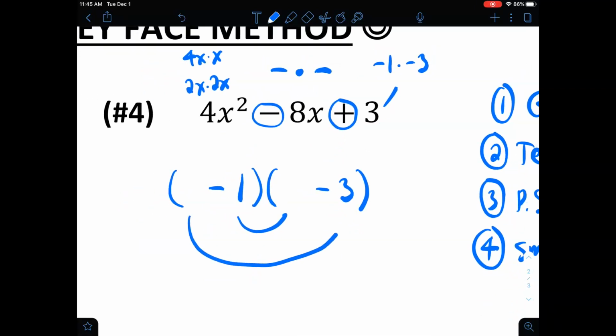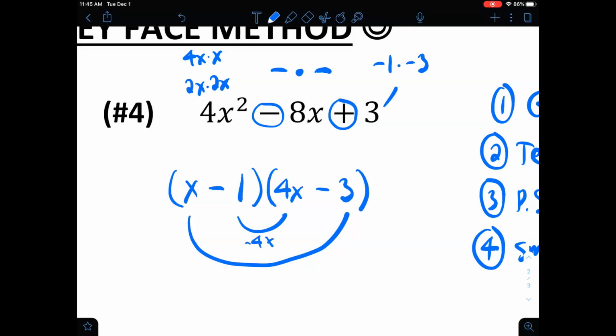All right, now we need to guess and check and do the smiley face method for the other 2 terms, which is 4x and x, and 2x and 2x. Well, let's try 4x and x. So let's think here. We need to end up with 8x. Let's try putting 4x right here, and then x right here. Let's see, what do we get?